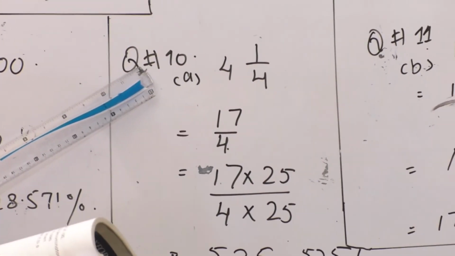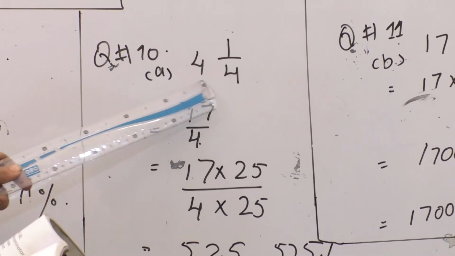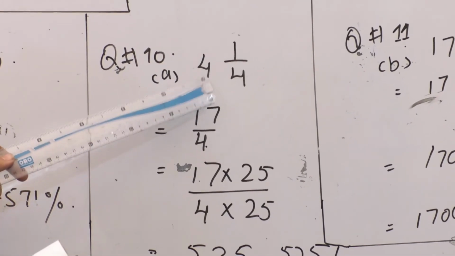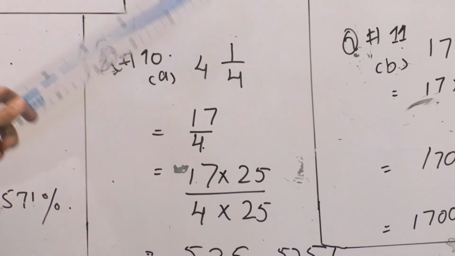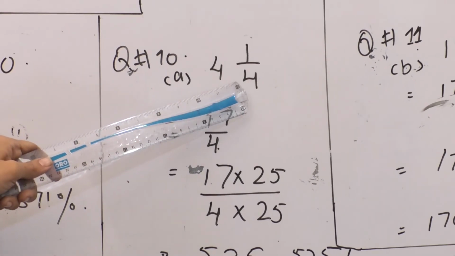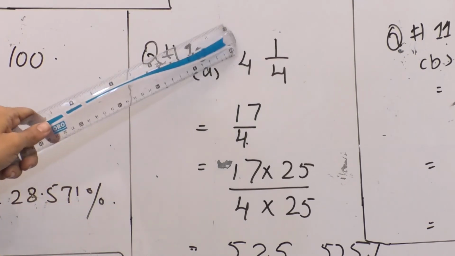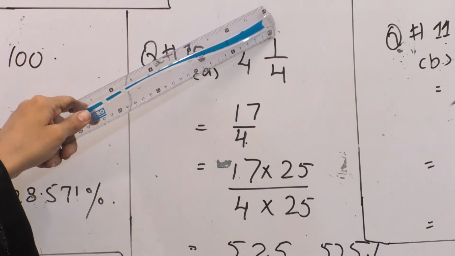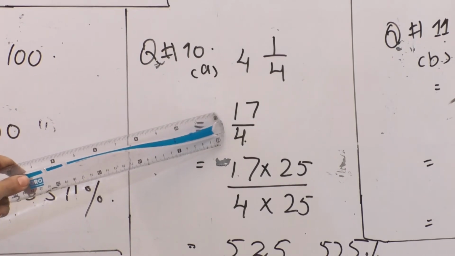Come to question number 10. Change these mixed numbers into percentages. Here we are given the mixed form of a fraction. We have to first convert it into an improper fraction, and then we have to convert it into a percentage. Now when we convert a mixed number into improper form, the procedure is 4 multiplied by 4, 16, 16 plus 1, 17. So your form will be 17 divided by 4.